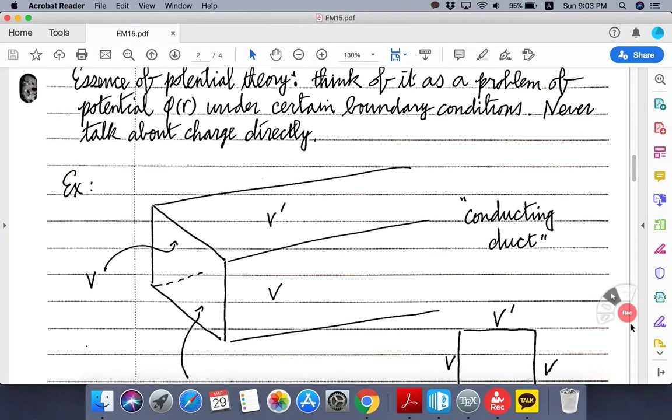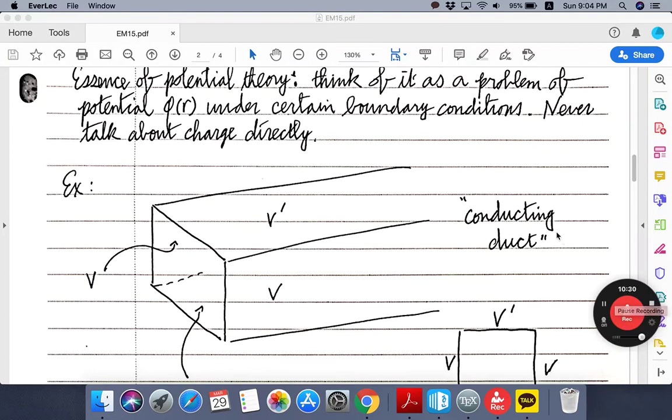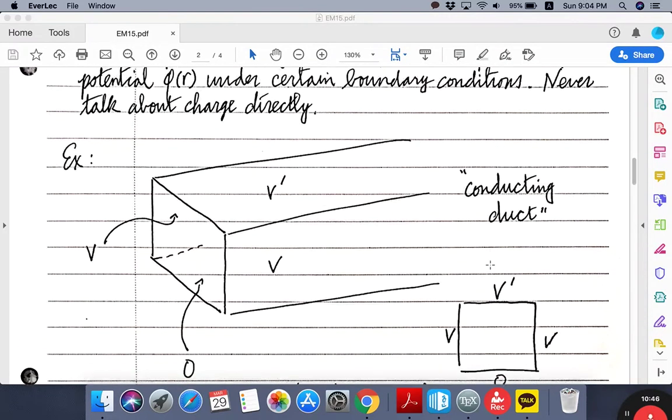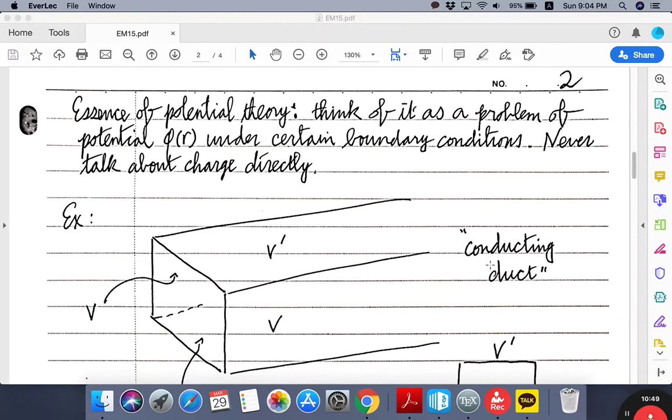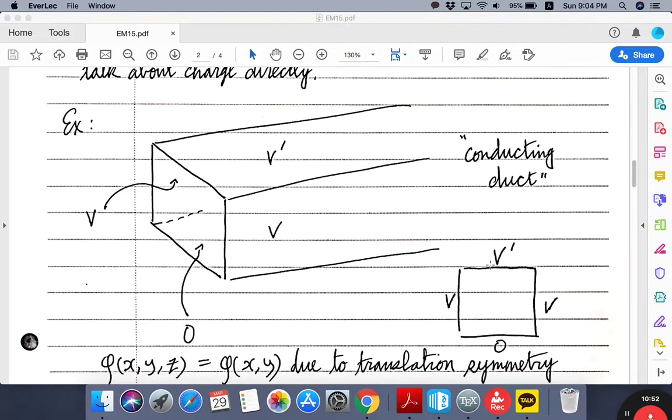Okay, so now that I have laid out the philosophy in general terms, I want to walk you through the actual process of solving this problem with an example, which is probably the simplest possible example alive, yet contains a sufficient amount of non-trivial procedures that will be vital in solving Laplace equations in general. And the problem is that of a conducting duct.